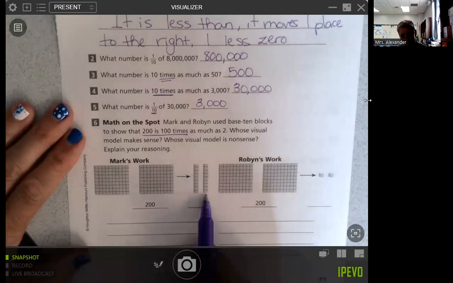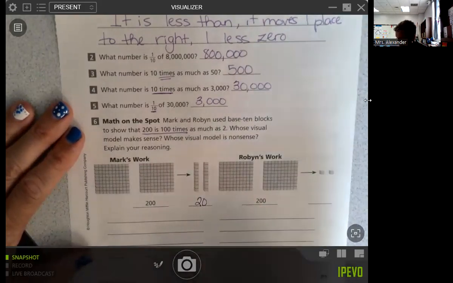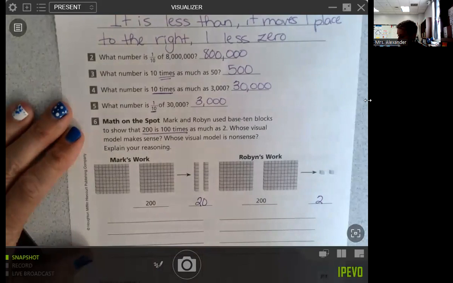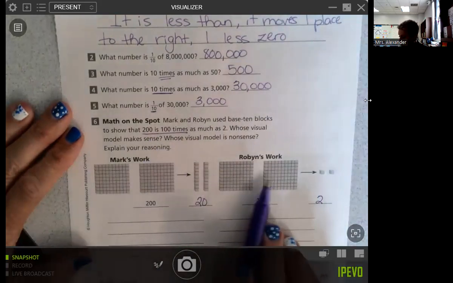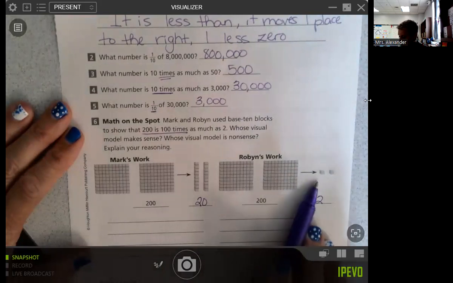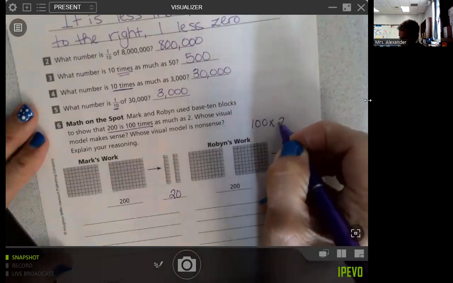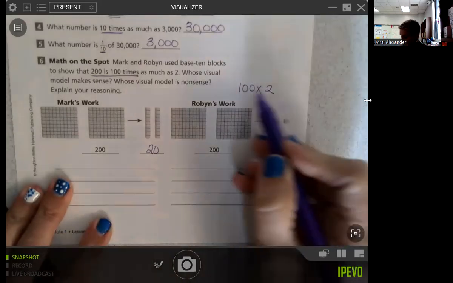How much is here? These are 2 10s, so we have 20. Here we have 2 1s. So whose model is making sense? 200 is 100 times as much as 2. Which model looks better? I would say that Robin's work looks better.